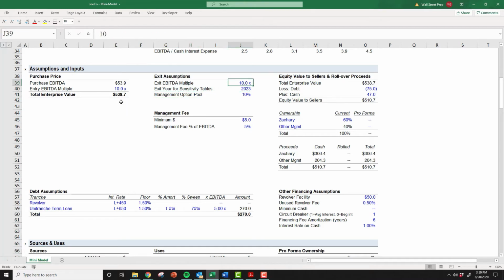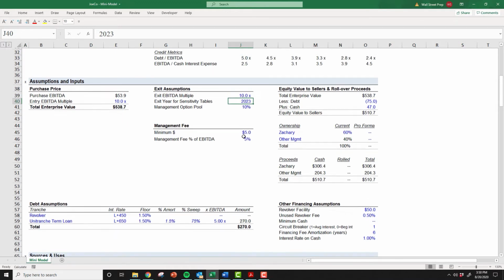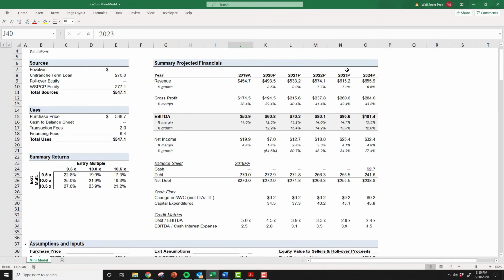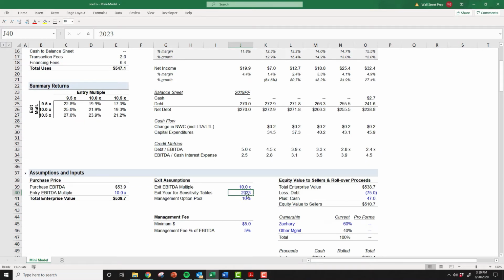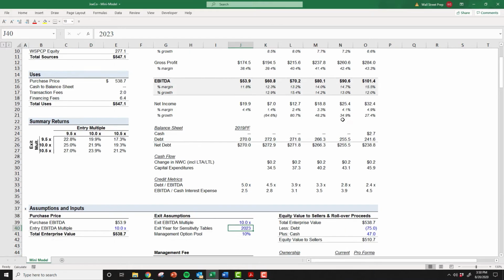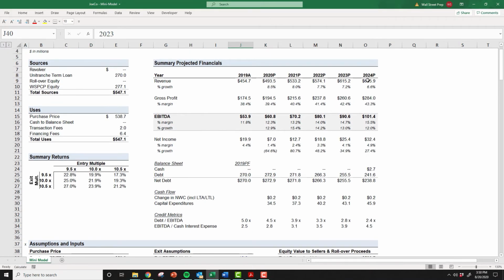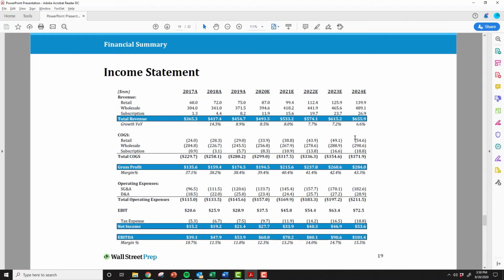Let's assume that we exit at the same multiple that we entered. That's a relatively safe assumption for your original mini model case. What's the exit year for our analysis? Well, let's assume that we get out of 2023. Doesn't really matter. We can flex it to 2024. You don't want to flex it beyond the company's growth profile, because then you'd have to add more years than what the company provided, right?